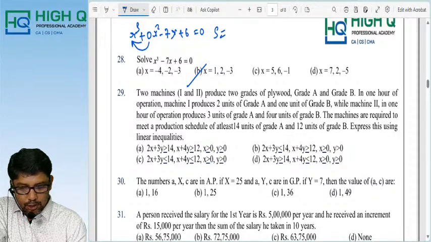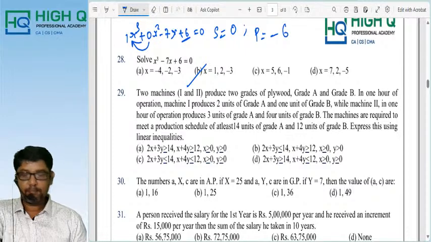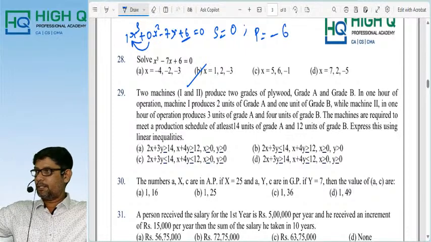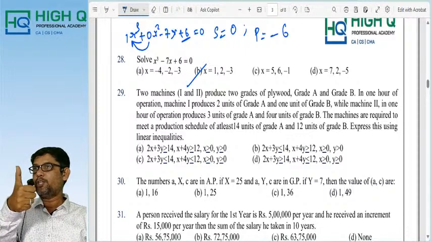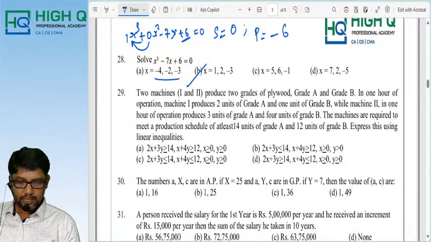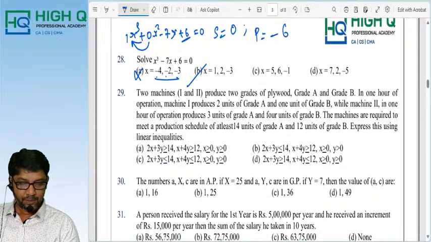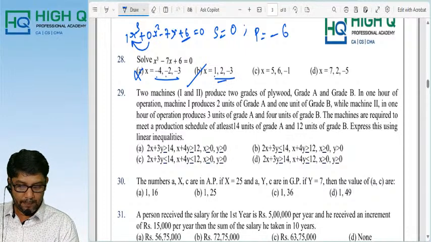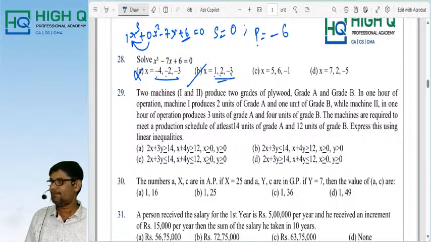Now, sum is minus B by A, what is it? 0. Product is minus D by A, minus 6 divided by 1, minus 6. That means you take all the 4 options and add the roots. When you add, you should get 0. When you multiply, you should get minus 6. Now, definitely not all are negative, so definitely 0 you are not going to get from those. This may be 0, check. 1 plus 2 minus 3 is 0. 1 into 2 into minus 3 is minus 6. Sir, option B. Correct?